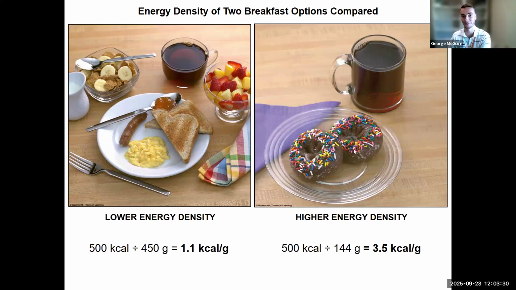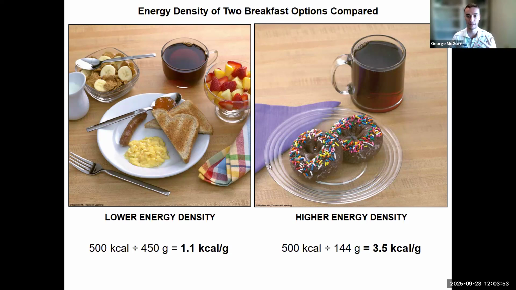So from this donut meal, it takes less of this donut to provide the same amount of calories as the meal on the left. And so this meal on the right, the donuts, is better for supplying energy, but this meal on the left is better for controlling your calories, essentially, right? You're eating more food, so you're going to be more full, but getting the same amount of calories.